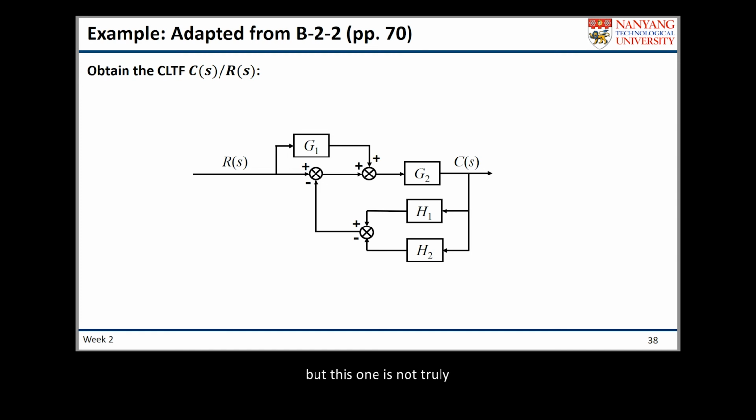But this one is not really straightforward to solve because there are some branches, there are some summing points. One of the branches is moving to another loop like this. It's not easy to solve. So how are we going to solve it? We have to use the 5 tricks that I shared with you in the previous slides to simplify this complex block diagram. Let's do it one by one now.